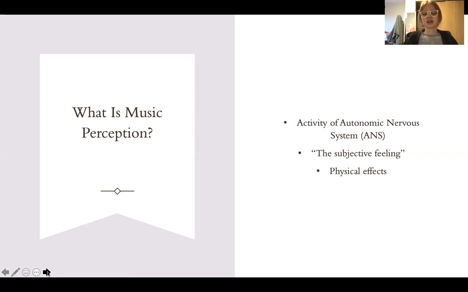The subjective feeling results in feeling shivers or chills from songs that activate the ANS. This can be measured by electrodermal activity and heart rate. And interestingly enough, there was a connection found between the late stages of music perception and the early stages of action. So for example, that would be things like singing and dancing.